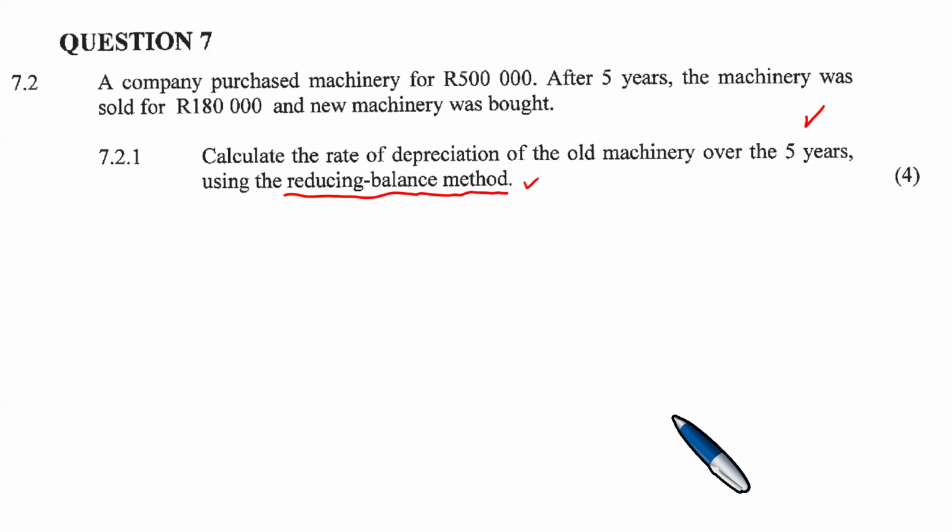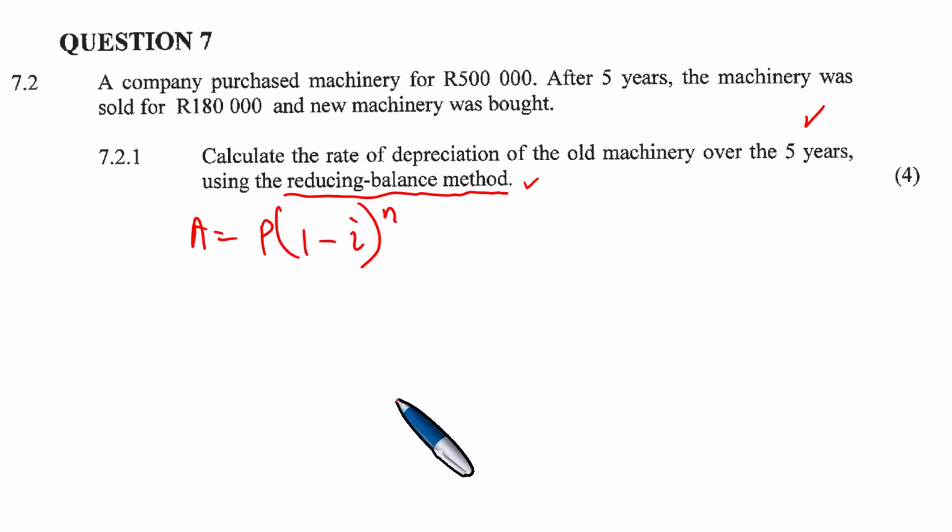The formula that we use is the compound interest. Yes, so for the reducing balance method, we use compound interest with a minus. Compound interest with a minus.